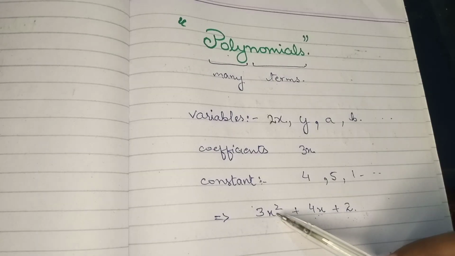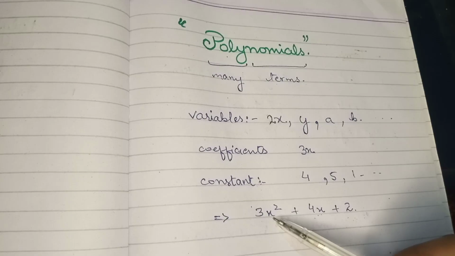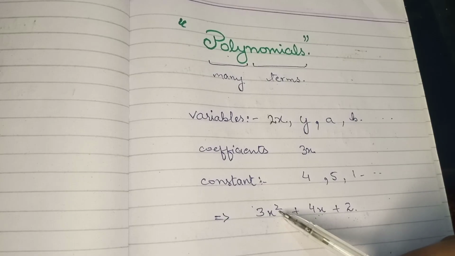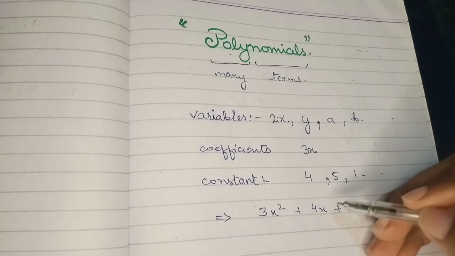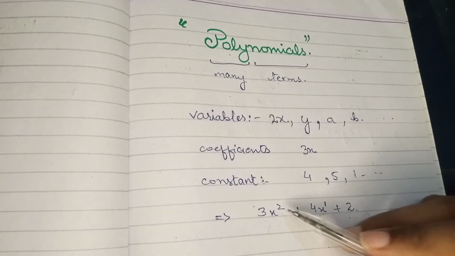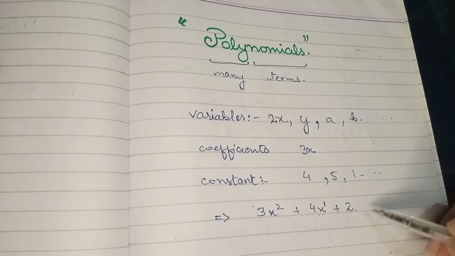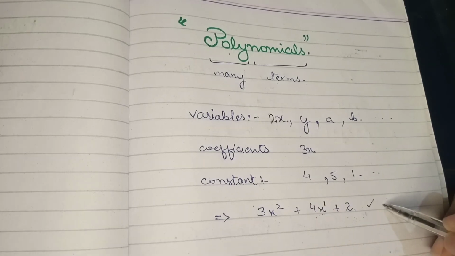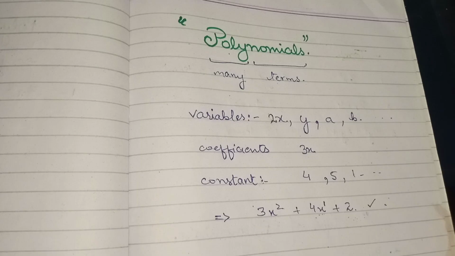If we talk about x squared, there is a power 2 present on the variable, so it is called the degree of the polynomial. Here nothing is written on x, so it means that 1 is the power of that x. So 2 is the highest degree of the polynomial. Okay, we will discuss it later in further examples.